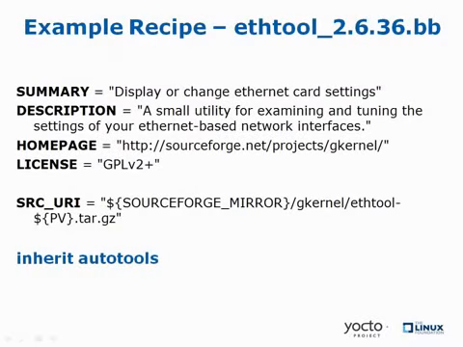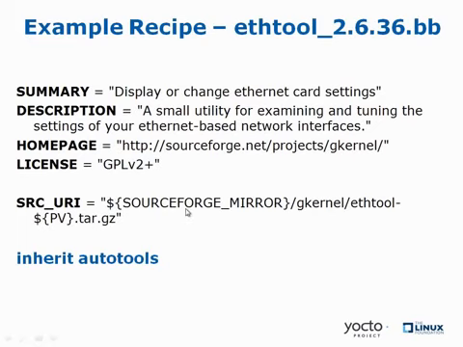With our build running in the background, let's take a closer look at recipe files. This slide shows an example recipe for the ethtool utility. As you can see, we specify some metadata about the purpose of the software this recipe builds in the summary, description, and homepage fields. We also specify the license or licenses that the software is distributed under. Most importantly, we use the SRC_URI variable to tell bitbake where to download the upstream sources from. In this case, we are downloading it from SourceForge.